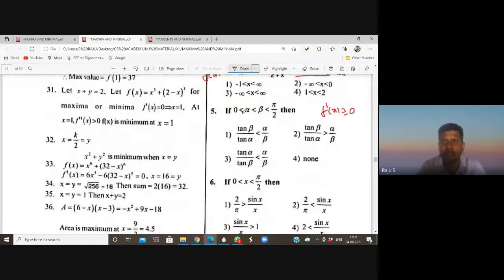And the fifth one is, see students, alpha is lesser than beta. What about tan alpha, tan beta?